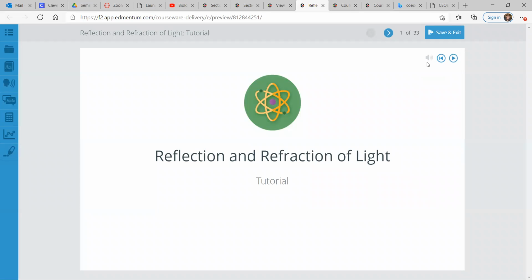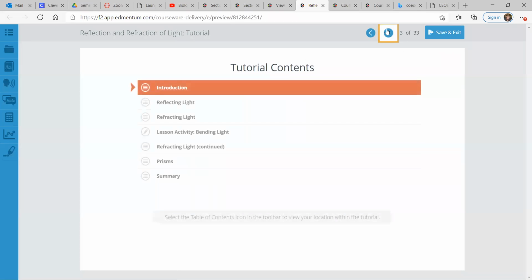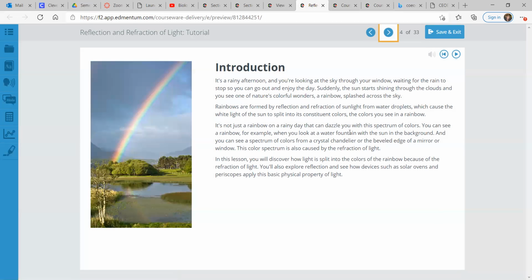Hey, it's Mr. Shrum, and I'm back again with a physical science tutorial walkthrough, and we're going to look at reflection and refraction of light. We talked a bit about that in a previous lesson, but we're going to look at it a bit more in depth.